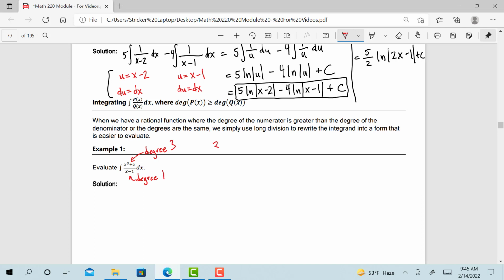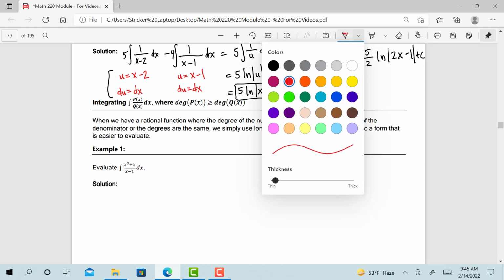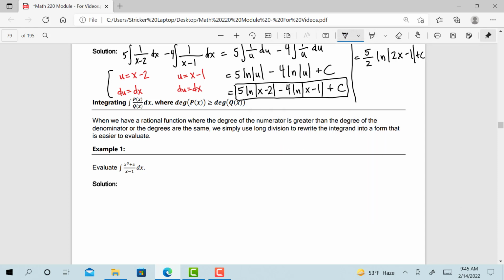So 3, of course, is greater than 1. So what do we do? Well, it says right there in the little discussion, when we have a rational function where the degree of the numerator is greater than the degree of the denominator, or actually, it's more than that. When it is greater than or when they are the same, we simply use long division to rewrite the integrand in a form that is easier to evaluate.